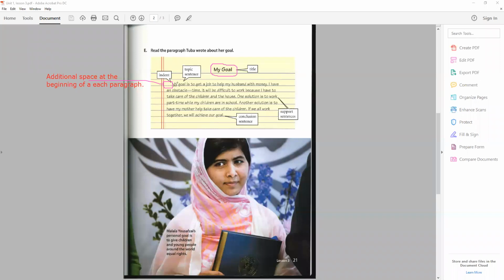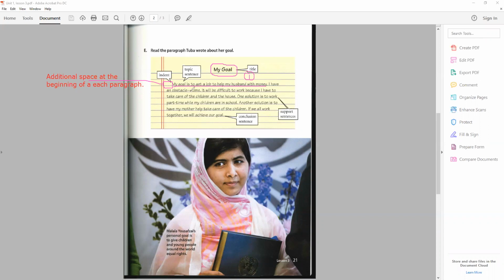Topic sentence. Okay, my goal is to get a job to help my husband with money. The title of the paragraph is My Goal, so we know that this person is writing about their goal. The topic sentence talks about that. Remember I told you this is sentence number 1.